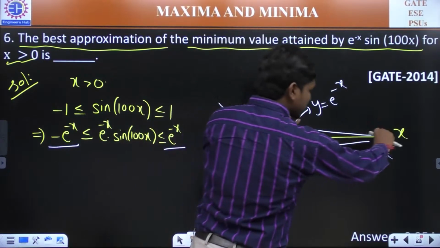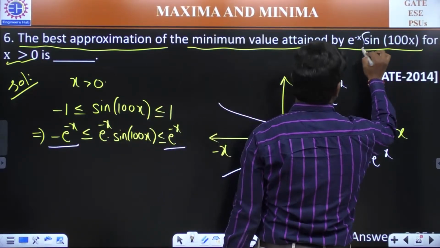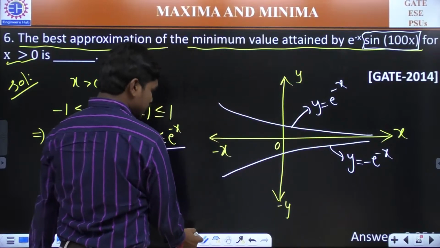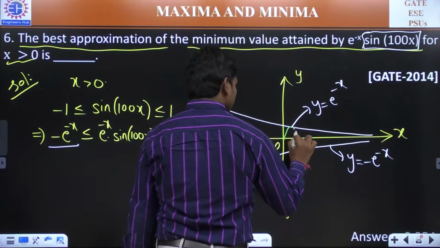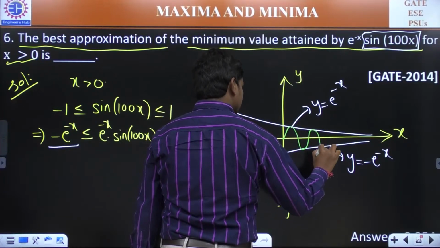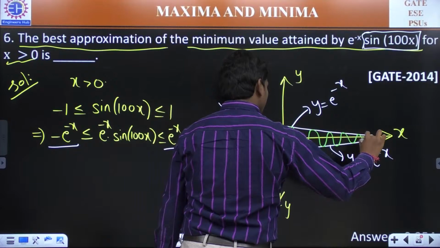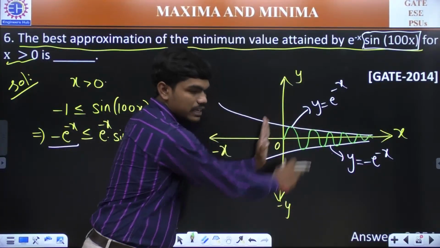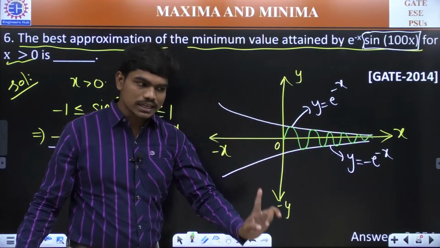Now, since the magnitude is controlled by these functions, the graph will take the shape of this sine x. If you want to try to draw, you can. The graph looks something like this, sine x inside this. This is how the graph of e power minus x into sine of 100x looks. Did you all understand how to draw the graph clearly?